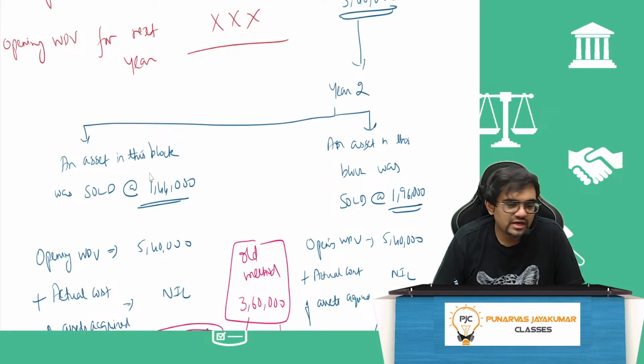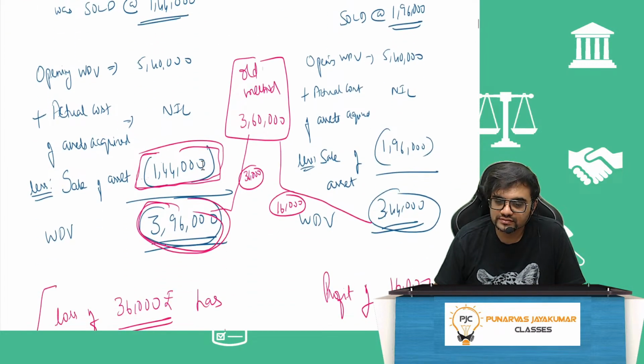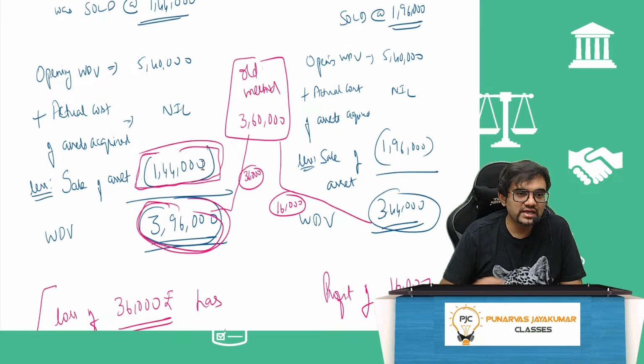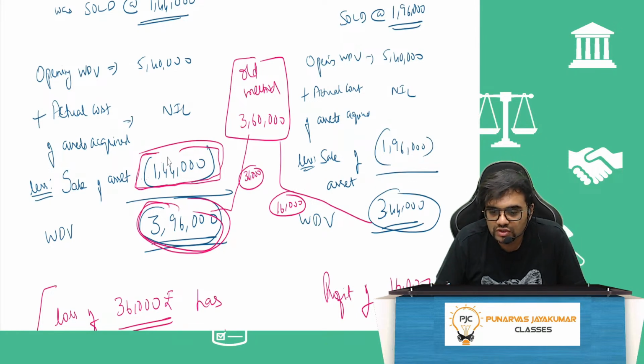First example, I will sell the asset at 1 lakh 44. Second one, I will sell the asset at 1 lakh 96. If I sell the asset at 1 lakh 44,000, what to do? If I sell the asset at 1 lakh 96,000, what to do? If I sell the asset at 1 lakh 44,000: opening WDV 5 lakh 40, add actual cost of asset acquired, nil, minus how much is sold? 1 lakh 44 is sold. What is the WDV? 3 lakh 96,000.